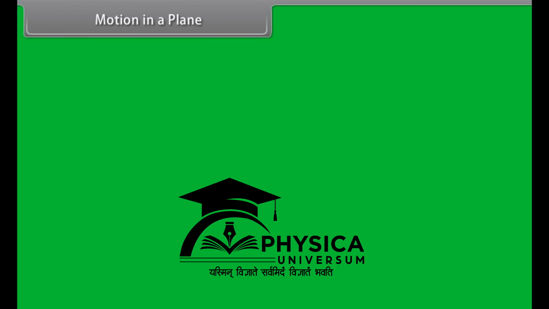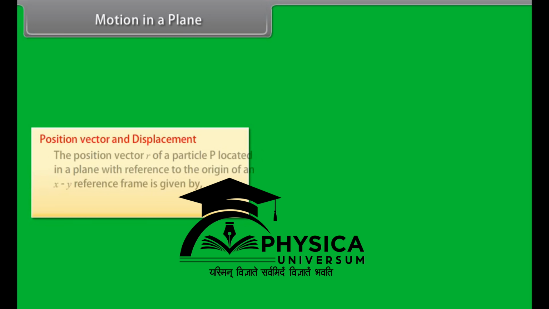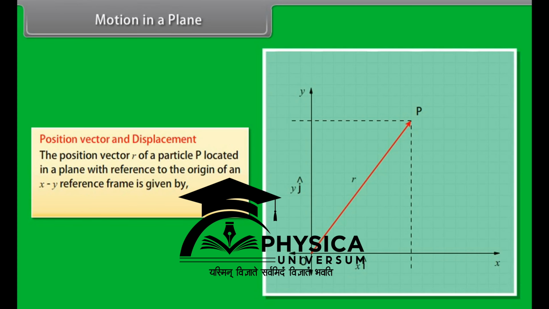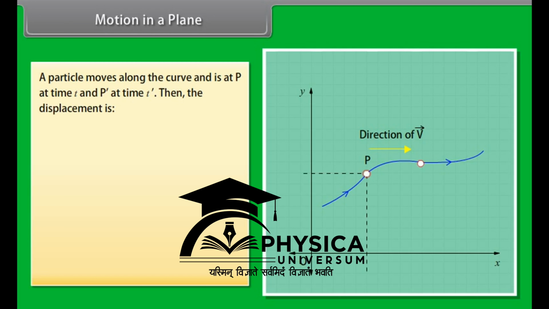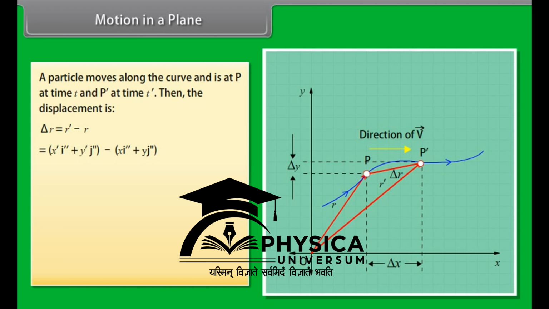Motion in a plane. Let's see motion in 2 dimensions using vectors, position vector and displacement. The position vector R of a particle P located in a plane with reference to the origin of an XY reference frame is given by R is equal to x i-cap plus y j-cap. A particle moves along the curve and is at P at time t and P dash at time t dash. Then the displacement is delta R is equal to R dash minus R. By putting values, we get delta R is equal to i-cap delta x plus j-cap delta y.